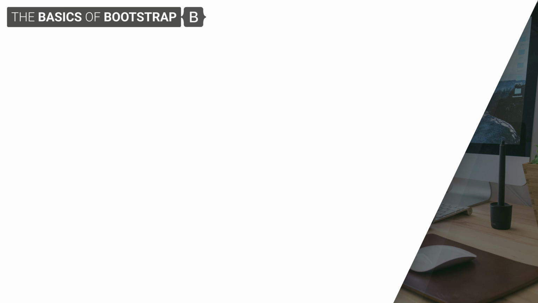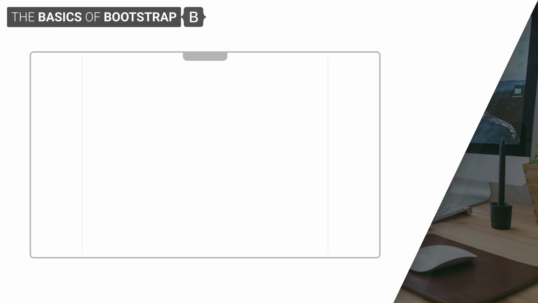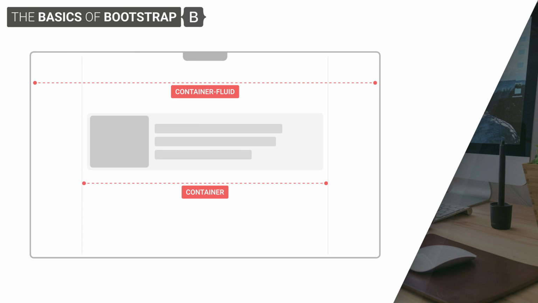Okay, so let's talk a little bit about layout. Now, Bootstrap has containers. Everything is within containers. Now, you get two types of containers. You get container fluid and you get the traditional container. Container fluid means that we can use or utilize the entire space from left to right, the entire canvas, the entire web page from left to right.